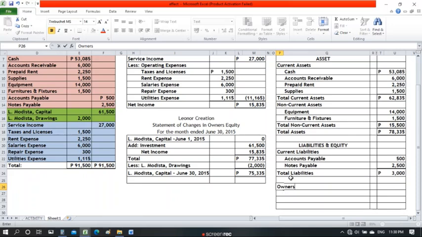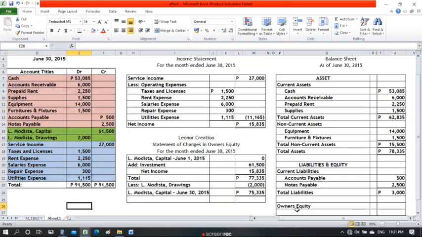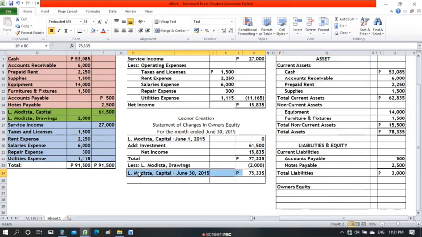Skip one space because we are now in owner's equity. In the owner's equity, the only account that you will write is the capital. Since you already used everything from the trial balance, where will you look for the capital? Here. You will look at the result of your ending balance from the statement of changes in owner's equity. So L Modista, capital, and the amount also comes from there, 75,335. This is what you will use, not the one in the trial balance.